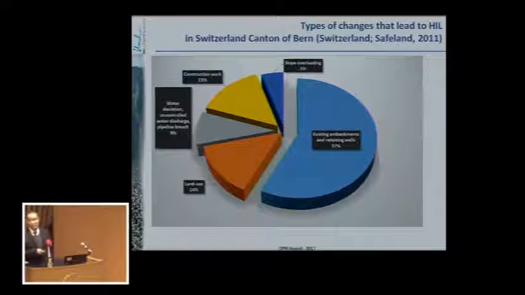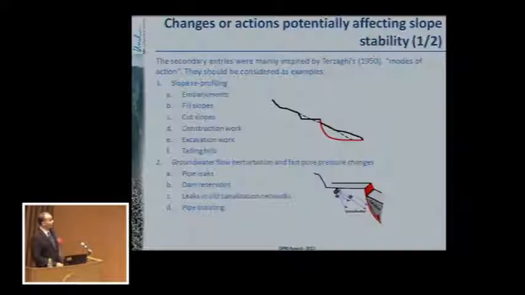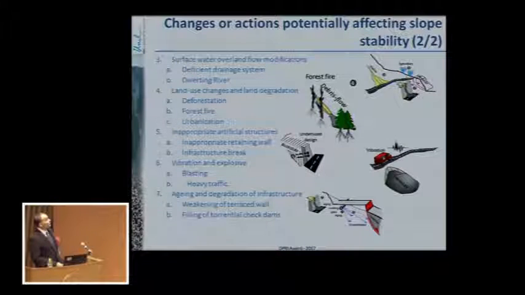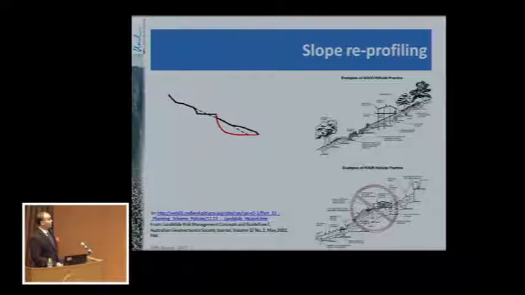The land use change generates landslides, or water deviation that is creating landslides. This is really the 7 classes we deduced: slope reprofiling, groundwater flow perturbation and fast pore pressure change, surface water overland flow modification, land use change and land degradation, inappropriate artificial structure, vibration and explosive, and aging and degradation of infrastructure. We will go to slope reprofiling.